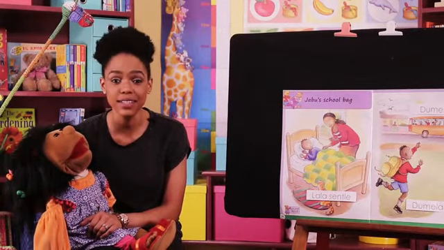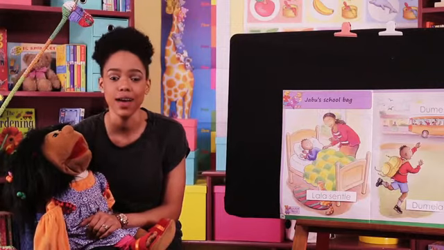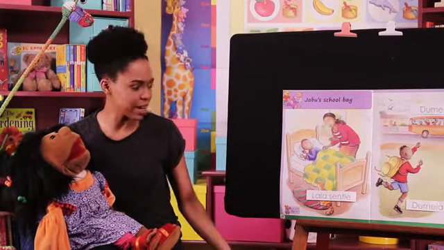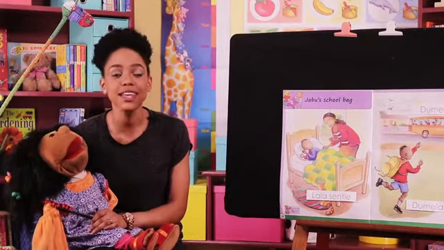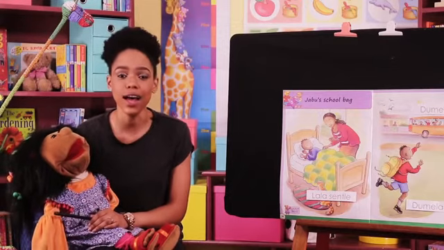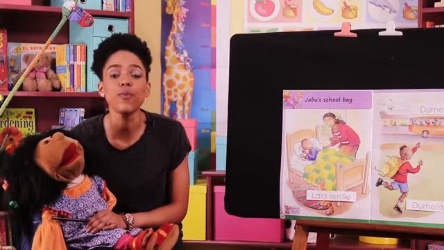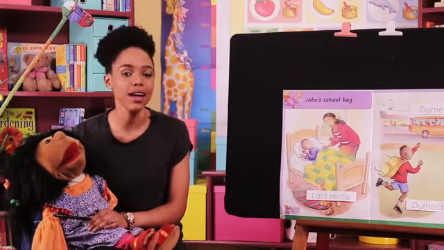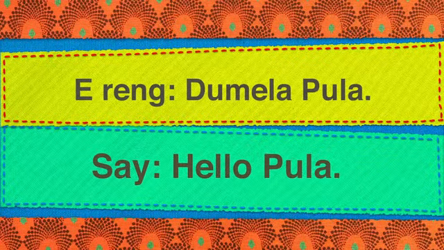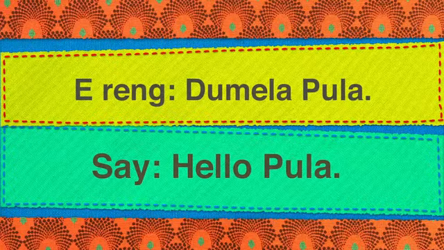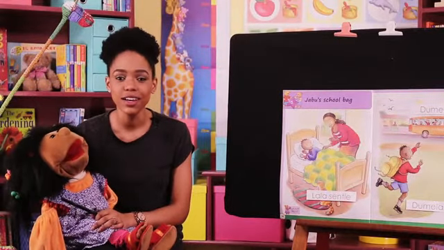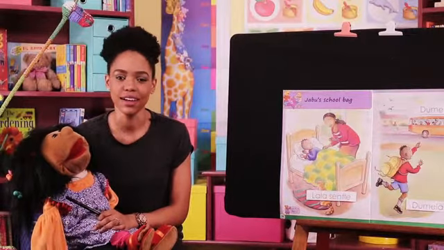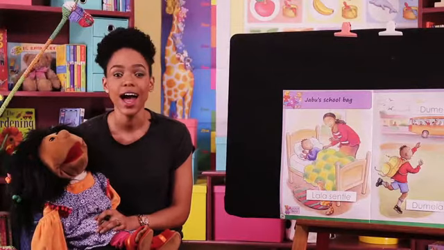Children, let's say hello to Pula. Bana, a re reng dumela go Pula. Say hello, Pula. E reng dumela, Pula. Good, children. Lo dirile sentle bana. Let's read. A re buiseng.